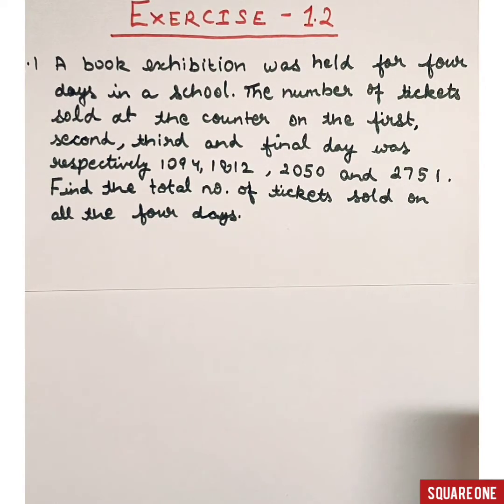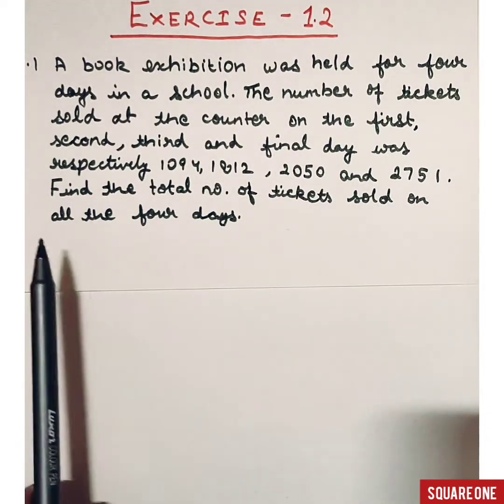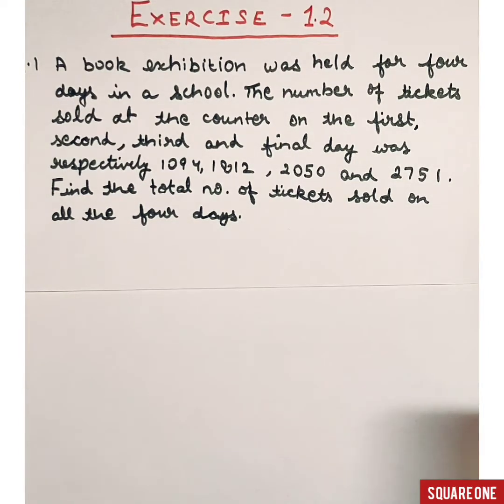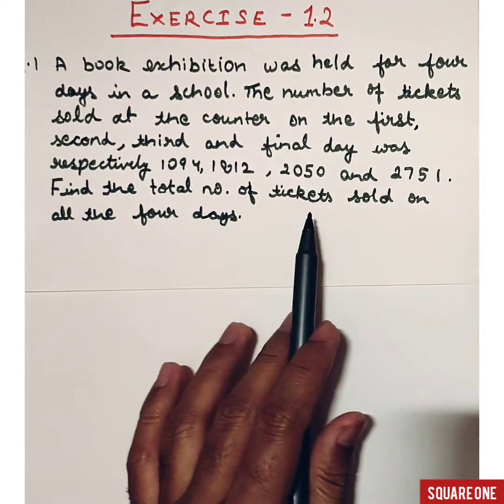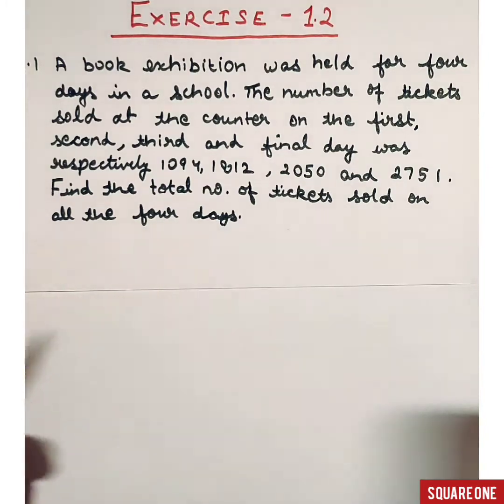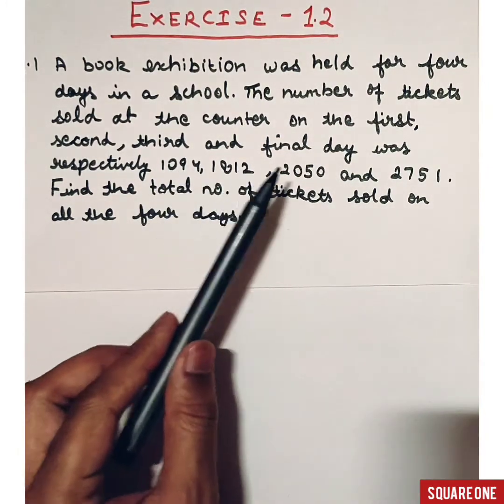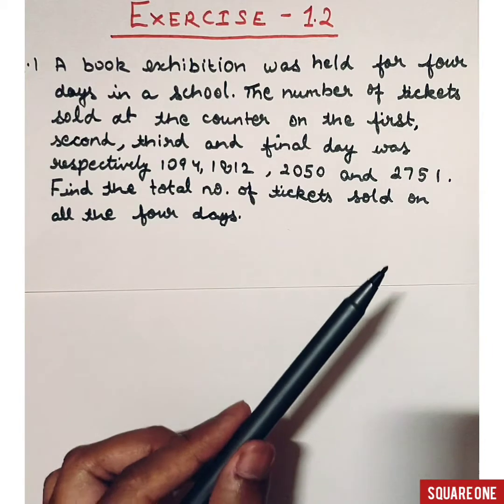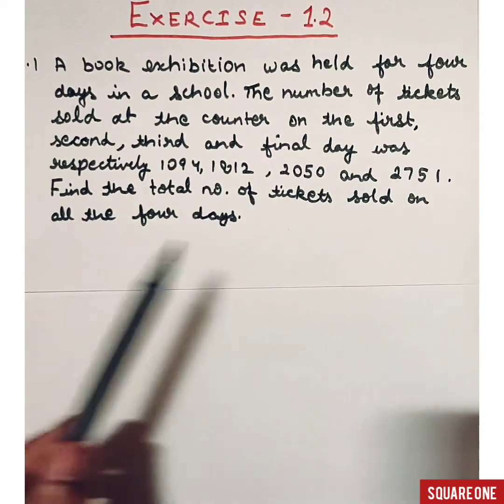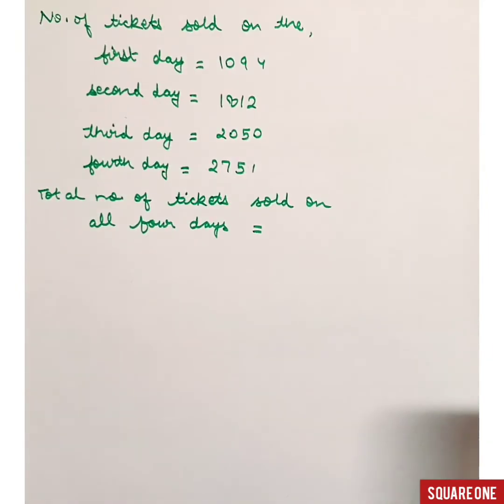A book exhibition was held for 4 days in a school. The number of tickets sold at the counter on the first, second, third and final day was respectively 1094, 1812, 2050 and 2071. Find the total number of tickets sold on all the 4 days. Now we have to find the total number of tickets sold on all the 4 days. We have been given the number of tickets sold on the first, second, third and the final day. Then we will add all of them and we will get the solution. Let us see the solution.